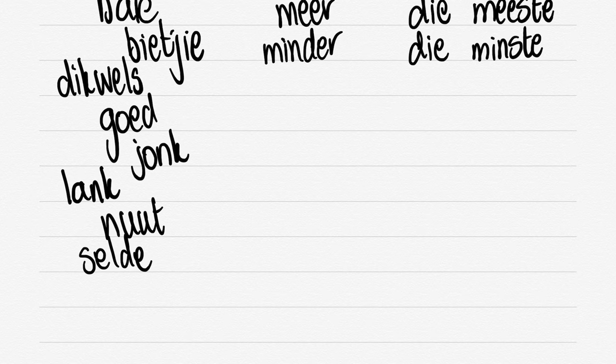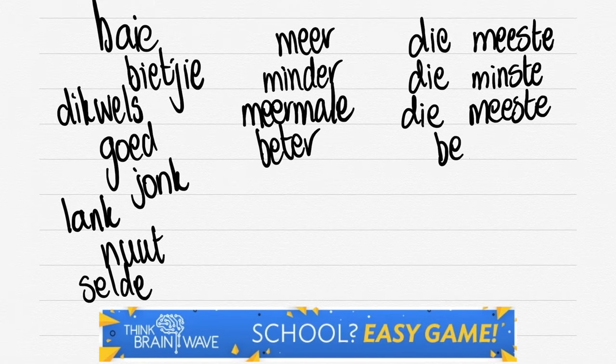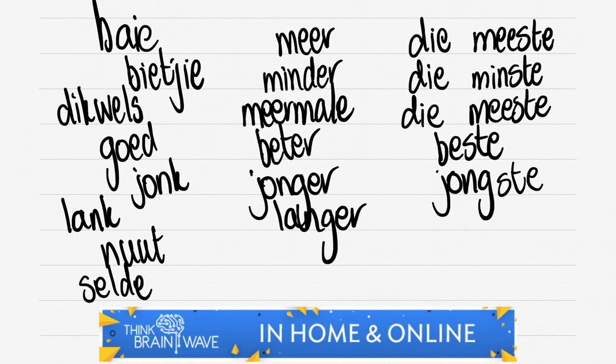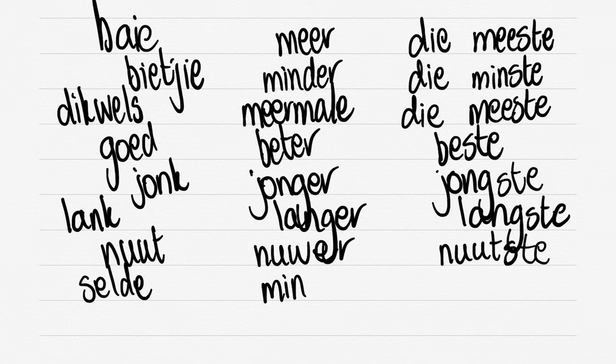Dikwels becomes, what do you think? Meer, male. So these are a little bit more challenging. Teachers are definitely going to test this, so be aware. Goed, beter, beste. Jong, jonger, jongste. Lang, langer, langste. Niet, nieuwer, nietste. Selde, minder, minste. Okay, very well done.